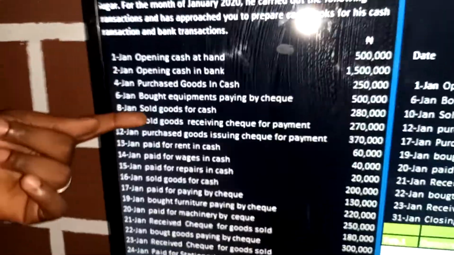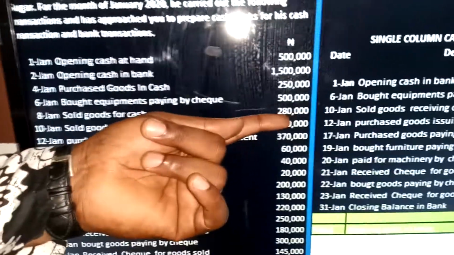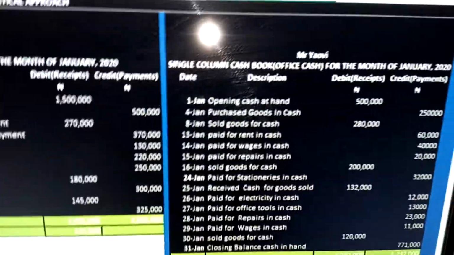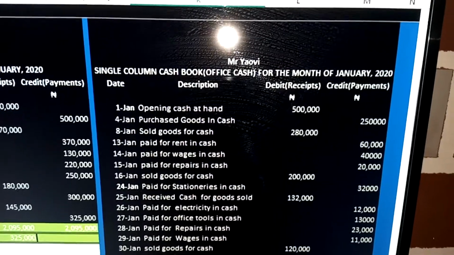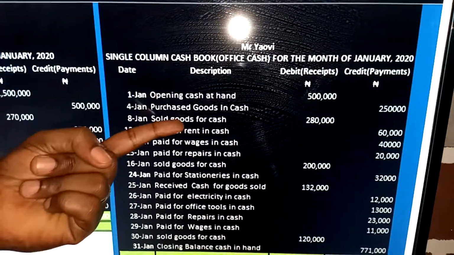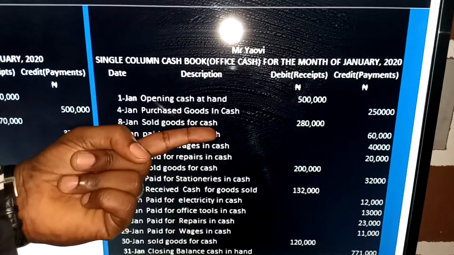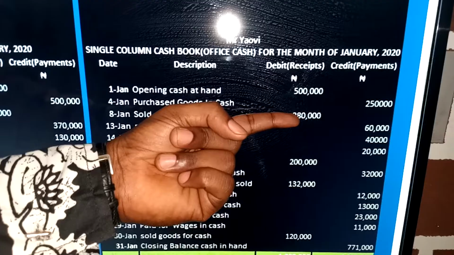The next question says, sold goods for cash, 280,000. When you sell goods, you receive cash. So that's a receipt, and it is related to the single column office cash. So we come and we say 8th January, sold goods for cash. It's a receipt. 280,000 naira.